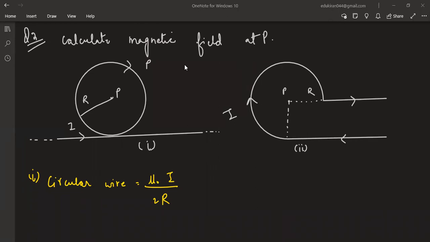1 by r by 1 by pi plus 1. No, Marita, some error I think you are committing in taking the arc part, the circular part, I think.